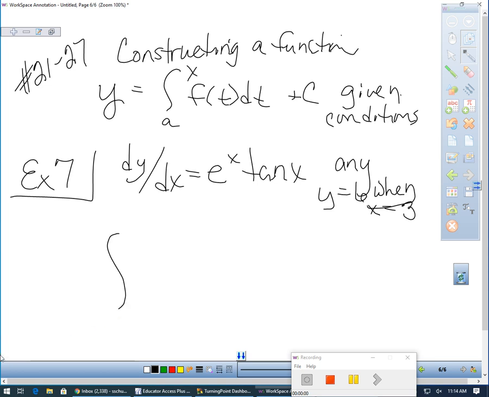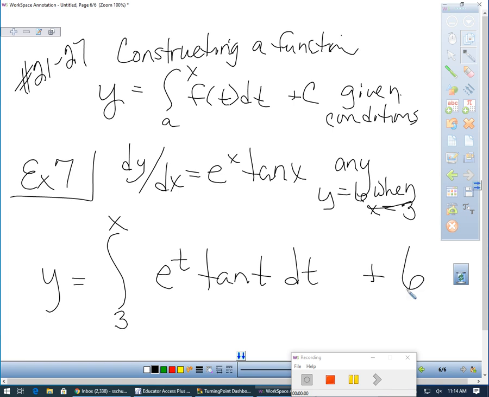We have y equals the integral. Whatever this x value is goes at the bottom of the integral, to x. Then we change what's inside. We have e to the t tangent t dt. And then we have to talk about this y value. This book puts plus 6 at the end.